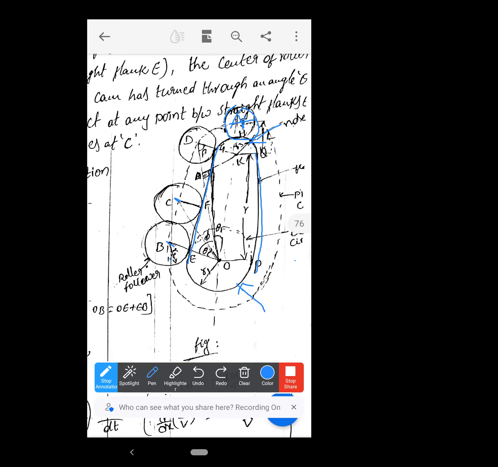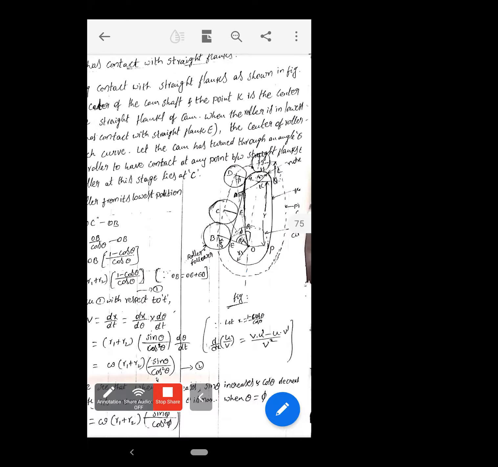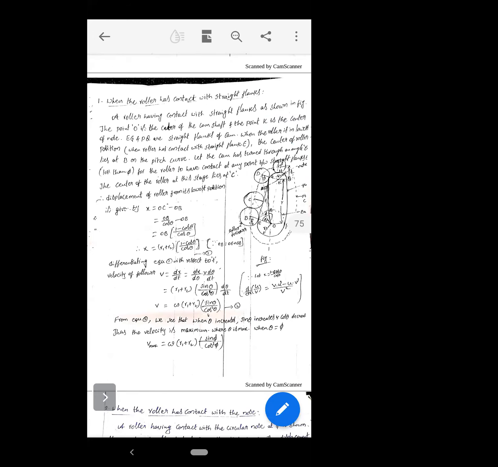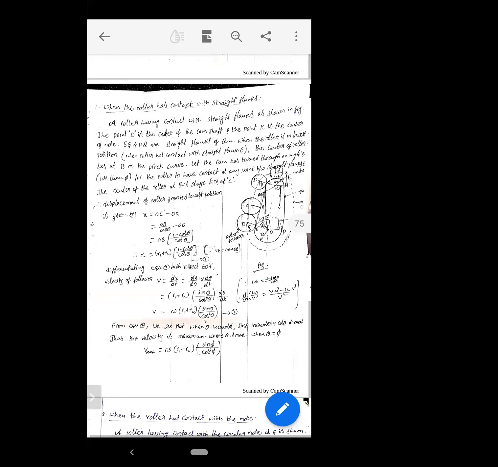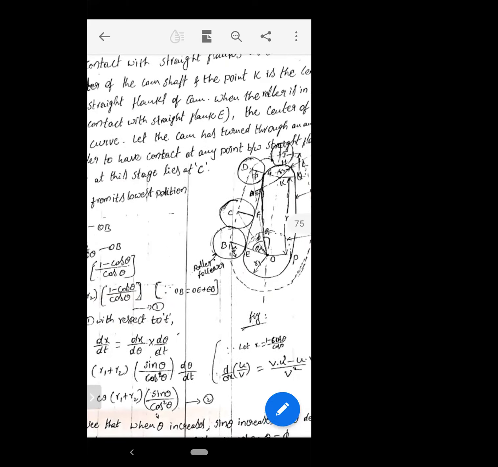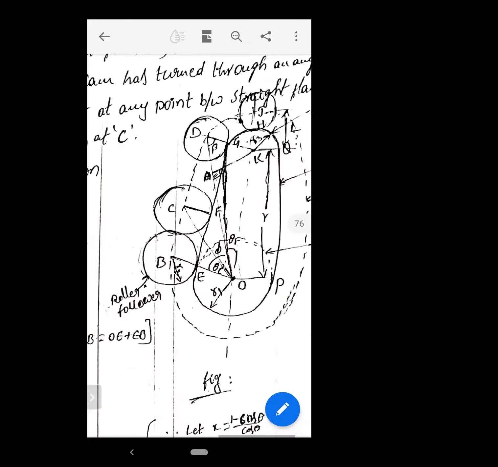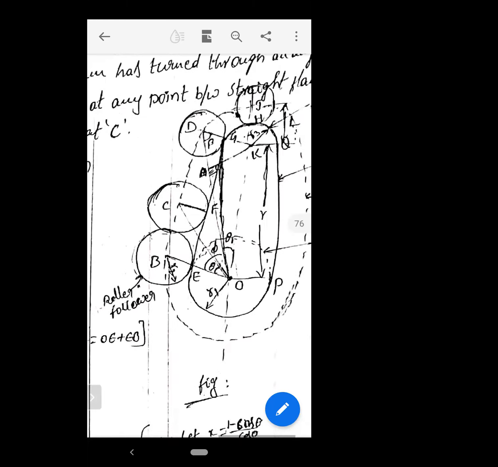Now going to see here. Already I told you the representations of our symbols: theta, phi and alpha. Just observe those notations. Theta is the angle between the first position and the second position.